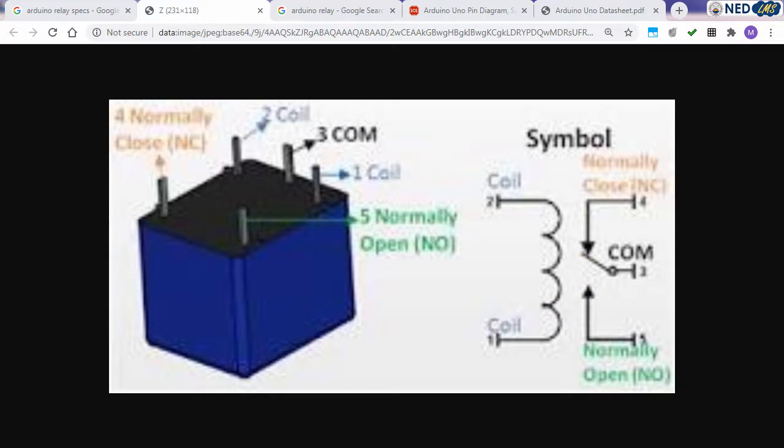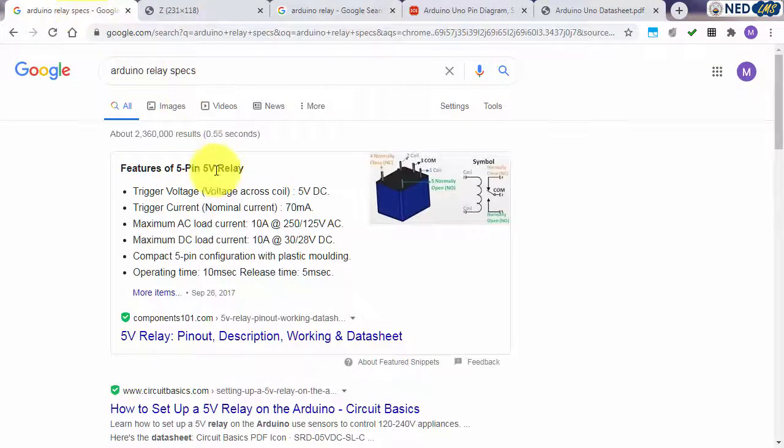So let's take a look at this simple 5-volt relay which is commonly used with Arduino, and we have to understand the ratings of these relays. There are actually two sets of ratings. On the coil side, we have the voltage and current to energize the coil, and on the load side we have what amount of current and at what voltage these contacts can actually withstand. So let's take a look at the coil side ratings. These are the features of a 5-pin 5-volt relay.